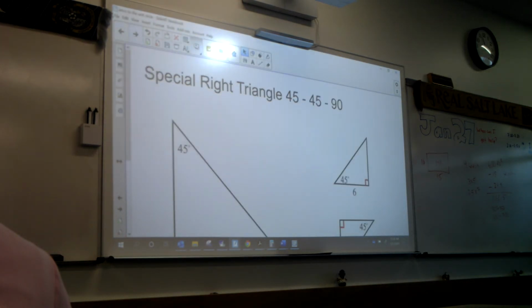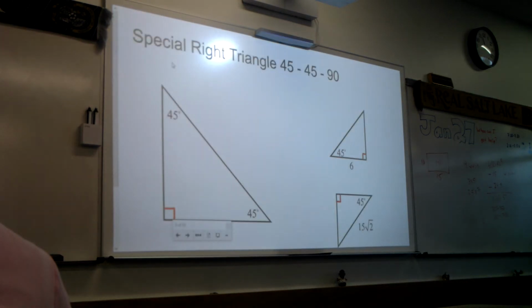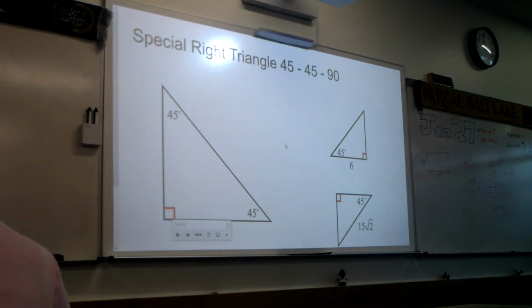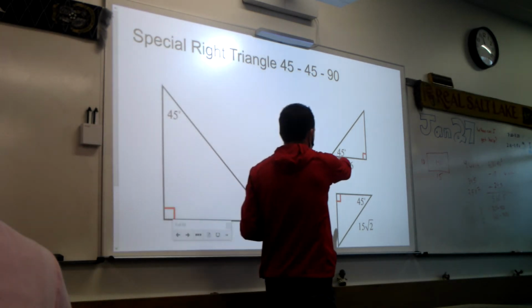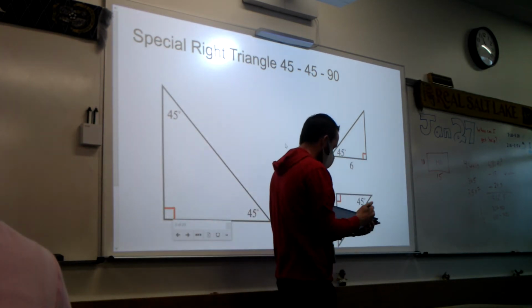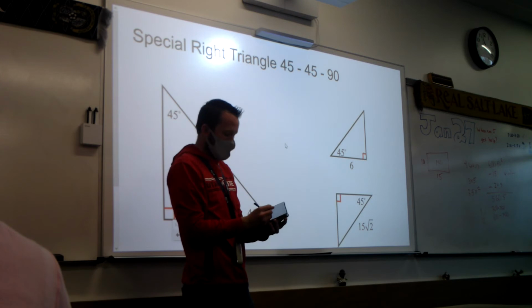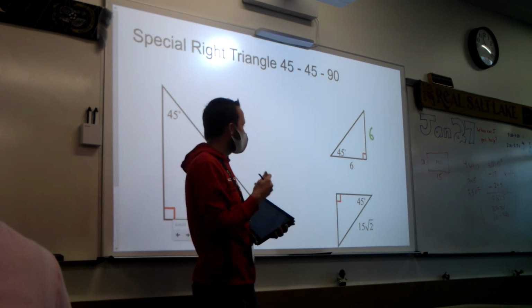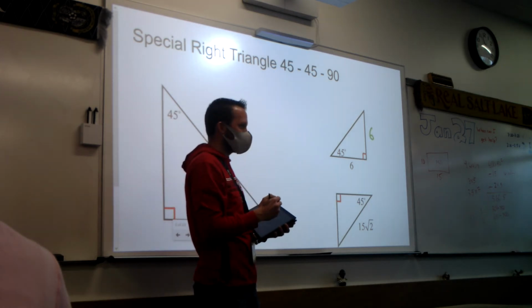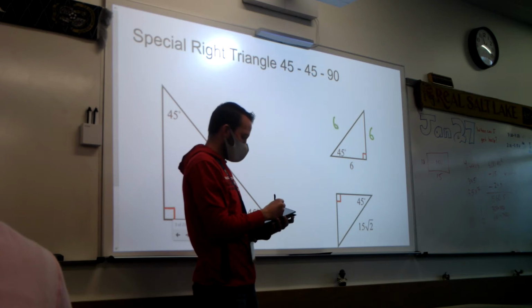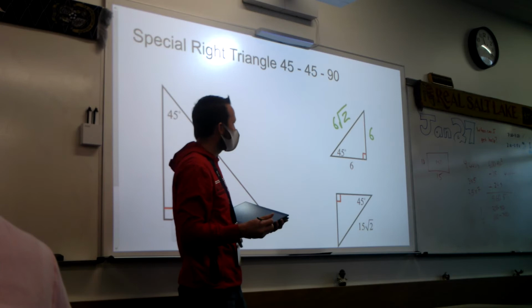Okay, let's do a quick review of our special right triangles. So, in a 45, 45, 90 triangle, how do I get from one side to the other? For example, let's say I'm working with this guy right here. If this leg is 6, what does that mean the other leg is? It's also 6. And what do you times the leg by to get to the hypotenuse? Square root of 2. Nice job. So it'd be 6 square root of 2.